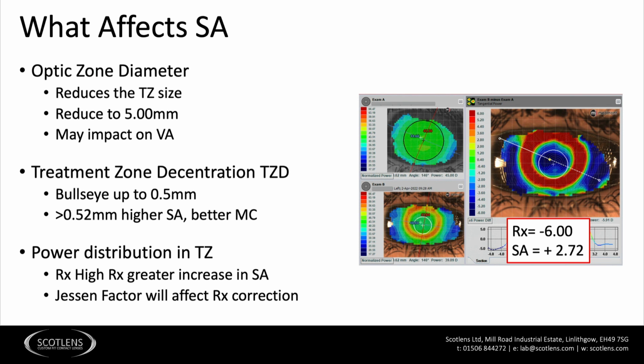And the last one is the power distribution. We naturally have a much higher amount of spherical aberration, and we have a smaller treatment zone size with a higher prescription. So you can see in this example of a -6 patient, even with a bullseye pattern, we've got a very high amount of spherical aberration. So the power of the lens, and of course the lens has a Jessen factor, which is the amount that we're going to overcorrect the target prescription by. So that can be affected, but we don't want to be overcorrecting the myopes and making them hypermetropic. We want to have them still targeted for being emmetropic. So that's the three elements.